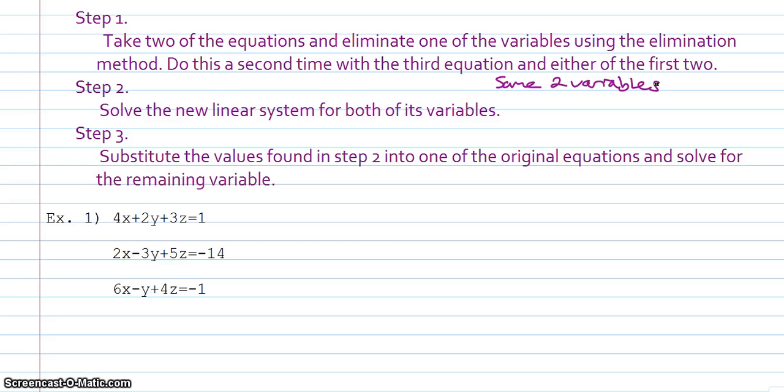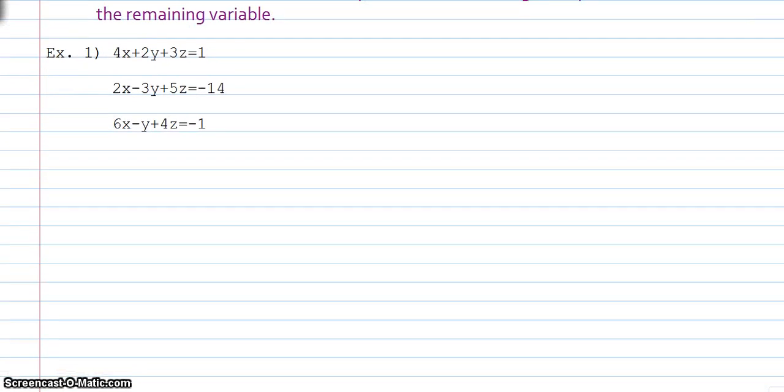Secondly, we're solving the new system for both of its variables. And final step, substitute the values found in step 2 into one of the original equations and solve the remaining variable. Sometimes this will be a long process that takes up lots of room on your page, and sometimes you'll be done quick and easy. So let's look at three examples, and like I said, we will do more in class.